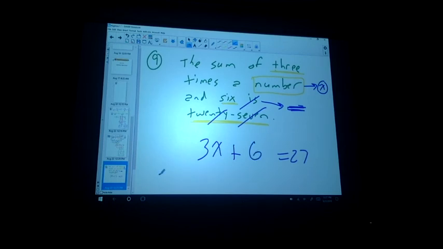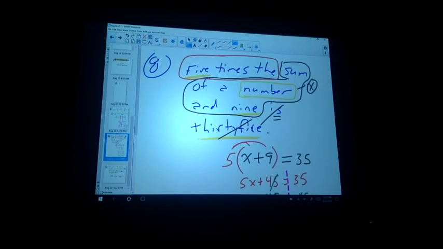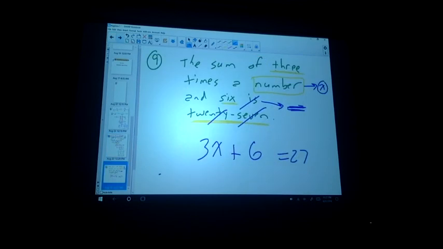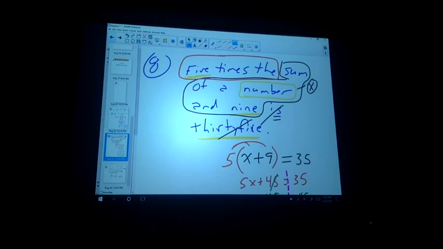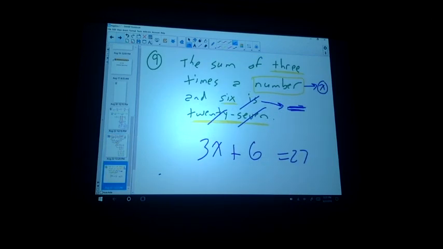So what's the difference between this one? Why didn't I distribute? Well, if I go back to the last problem, it said 5 times the sum of a number and 9. That's saying, hey, we're having something grouped, the sum of a number and 9, and we're going to go 5 times that. But this one says the sum of 3 times a number and 6. That just means you're going to add it together. So this is set up to work out.